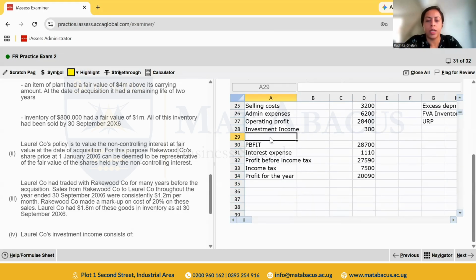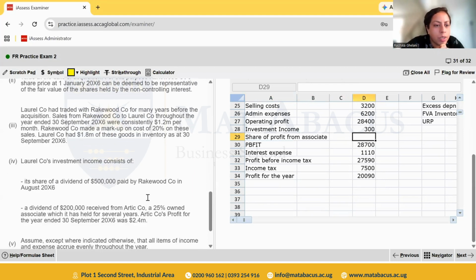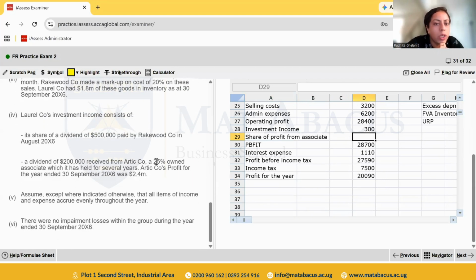So that's going to be share of profit from associate. Share of profit from associate. If we look at the associate, where is our associate? Note number 4. They're saying that we, as in the parent, owned 25% of the associate, and the associate's profit for the year was 2.4 million. So since we owned it from several years back, there's no need to apportion the profit. We're entitled to the full year. So 25% times 2.4 million.